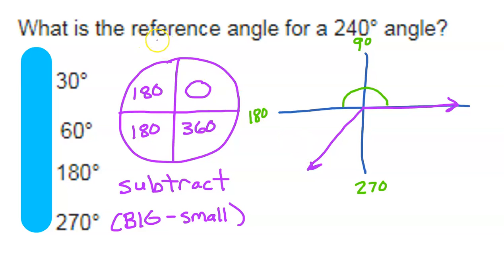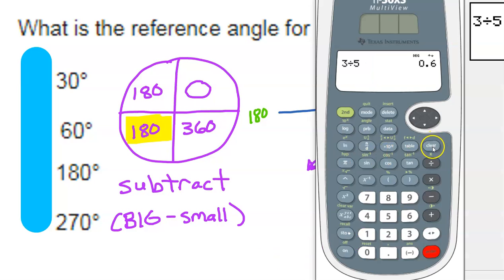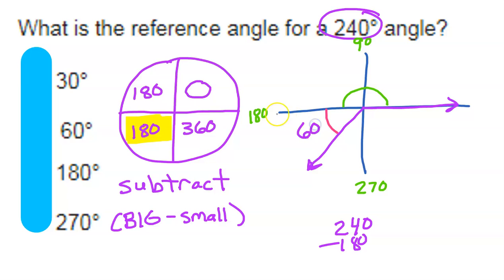Now the reference angle is always going to be between the terminal side and the x-axis. So the reference angle is always going to be touching the x-axis like this. Now it's time to subtract. Since we are in the third quadrant, we are going to subtract 180. So the angle is 240 degrees, so we just need to do 240 minus 180. So as you can see, we get 60 degrees. So 60 degrees is the reference angle, which is right here. Ta-da!